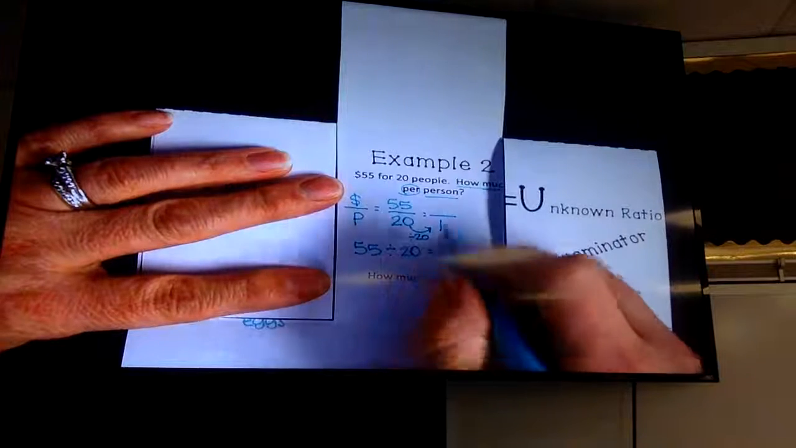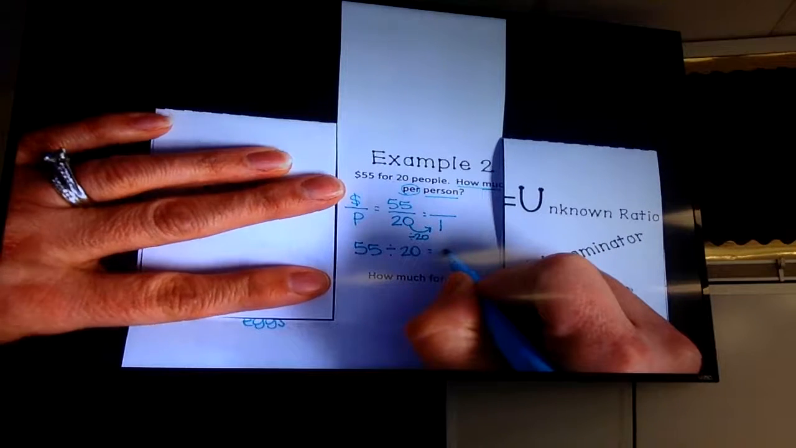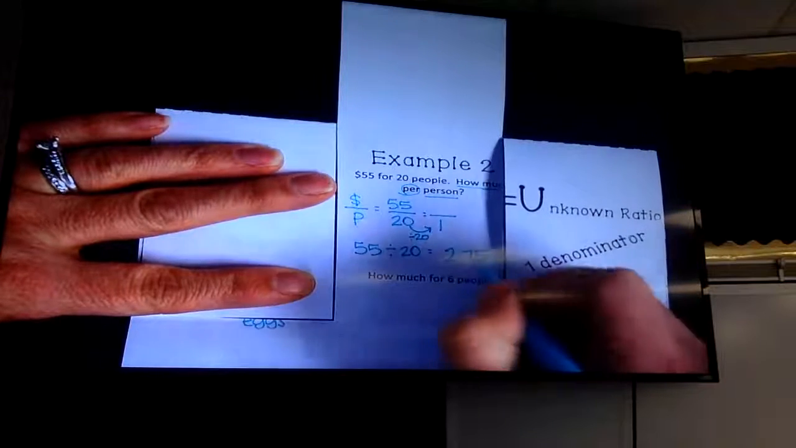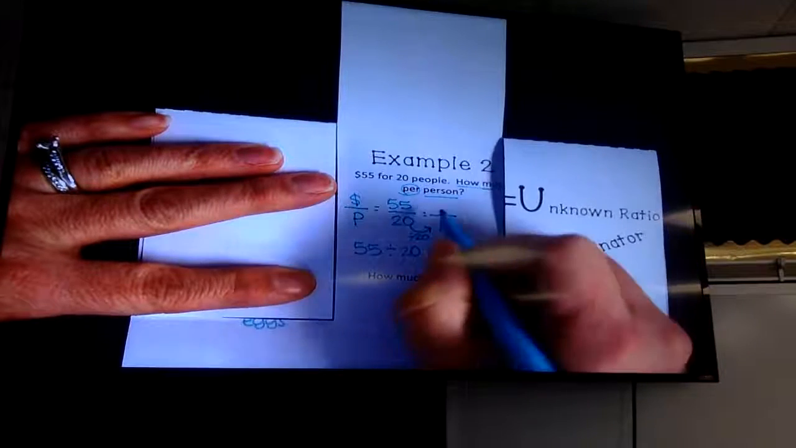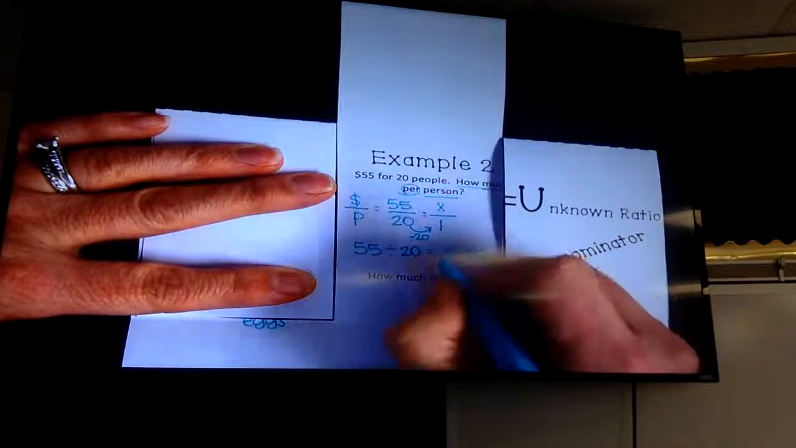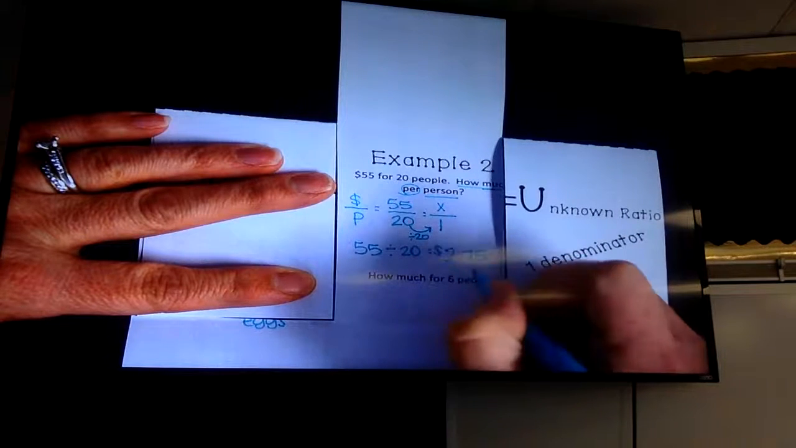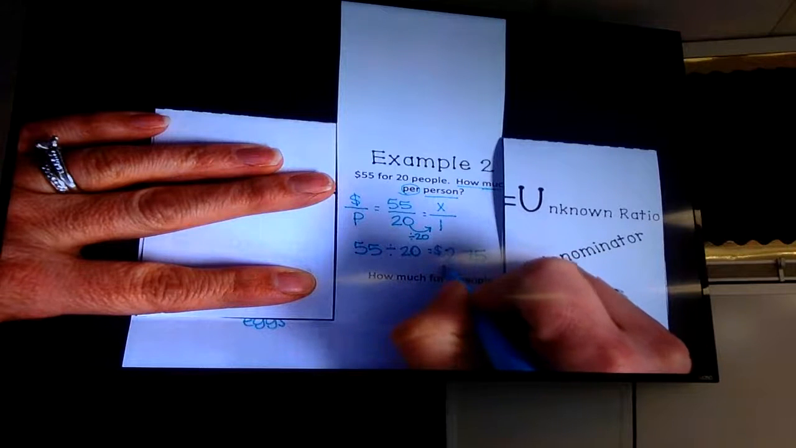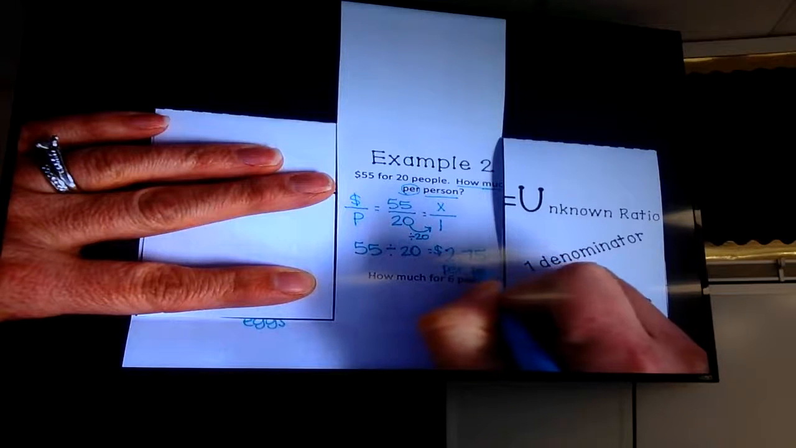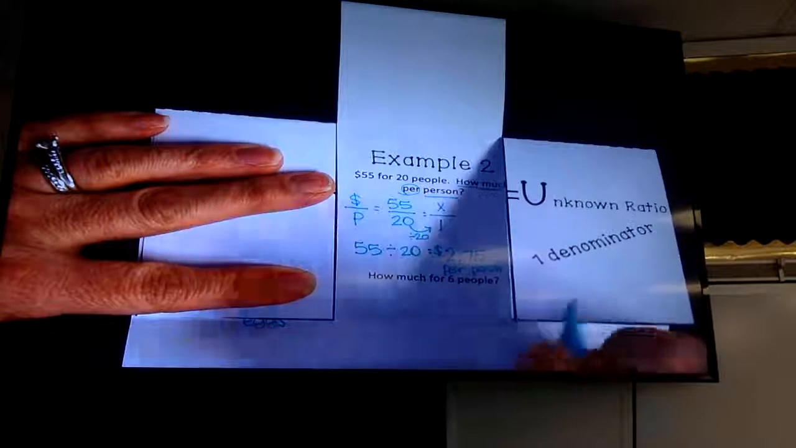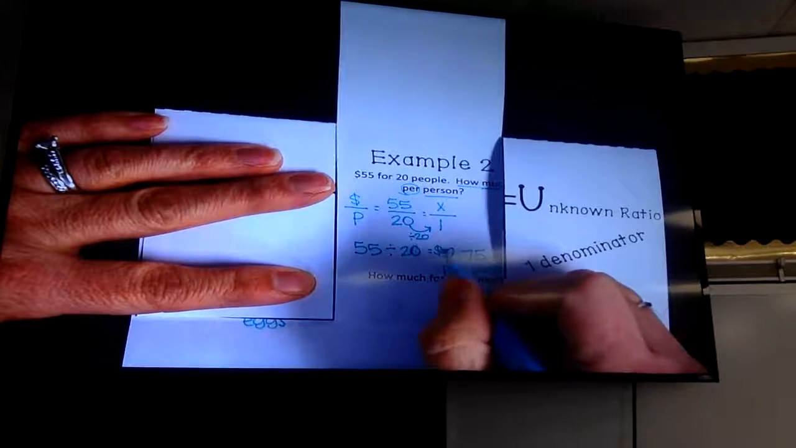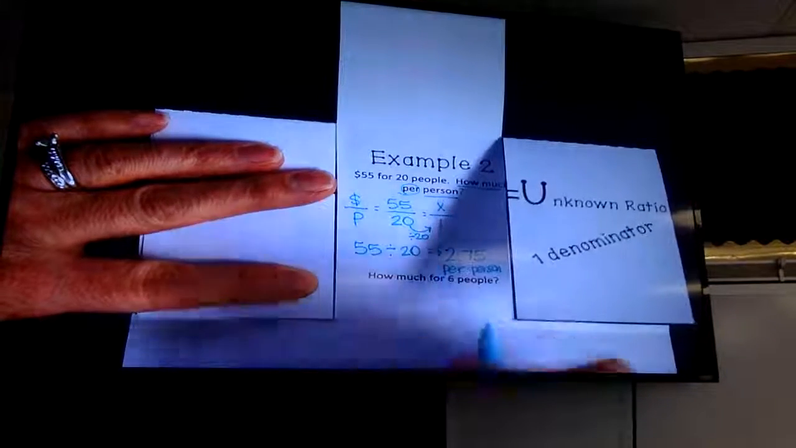Now, if you put 55 divided by 20 in your calculator, you're going to get 2 and 75 hundredths. So perfect. It ends in the hundredths position. I didn't even need to round the X up there. And it was talking about money, so let's put a label on there. $2.75 per person. Now, I did 2 labels. Okay, here's my first label, dollars per person.